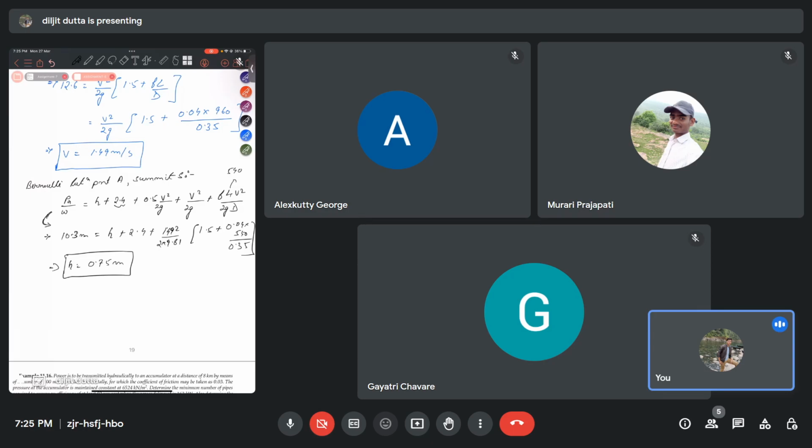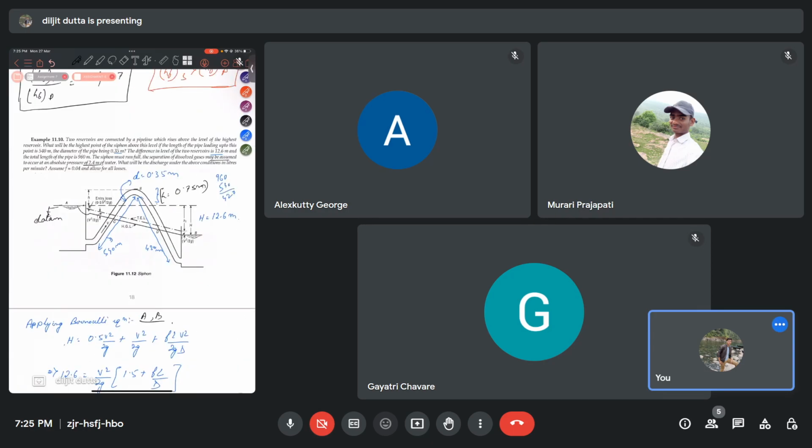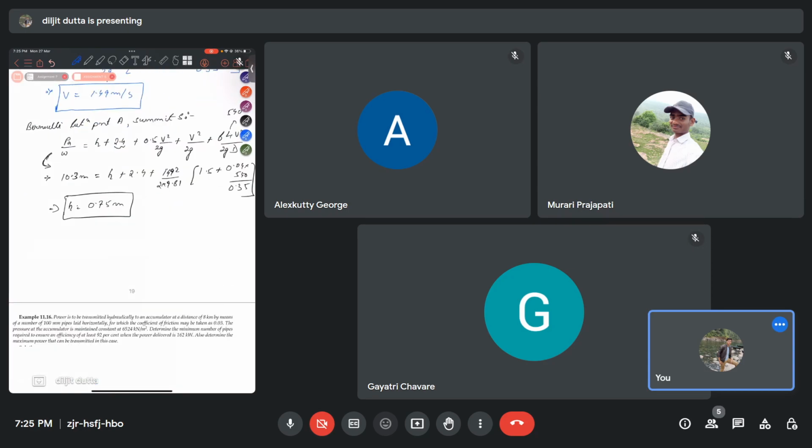And finally, what we have to calculate? We have to calculate what will be the discharge under the above conditions in liters per minute. So third part is Q is equal to A into V, pi d square by 4 into V. If you substitute, it will be coming around some value in meter cube per second. If we convert to liters per minute, multiplying by 10 to the power 3 liter divided by 60, it will be around 8.6 into 10 to the power 3 liter per minute.